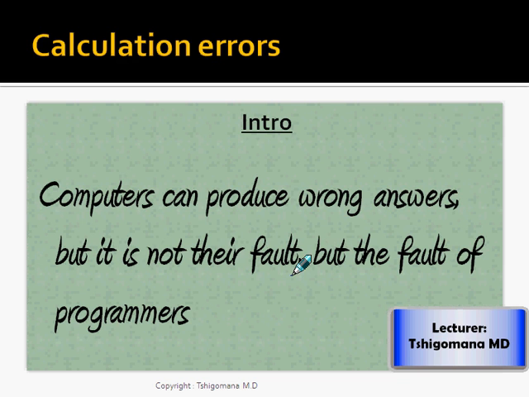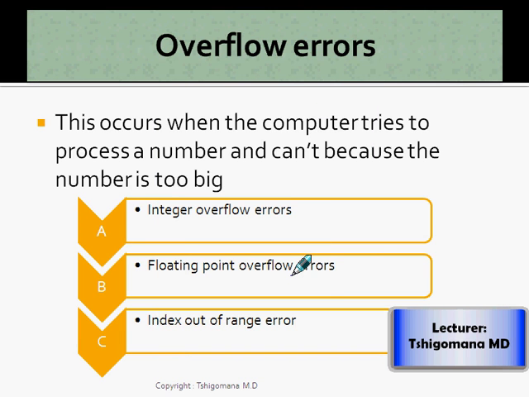Right, in short, computers can produce wrong answers, but it is not their fault. That is the fault of programmers. Let us look at overflow errors. Overflow errors occur when the computer tries to process a number and can't because the number is too big.